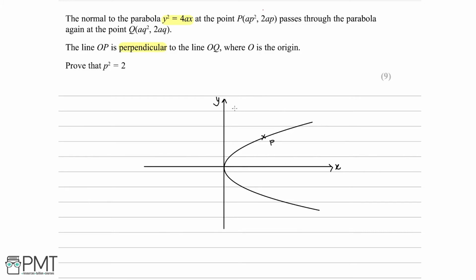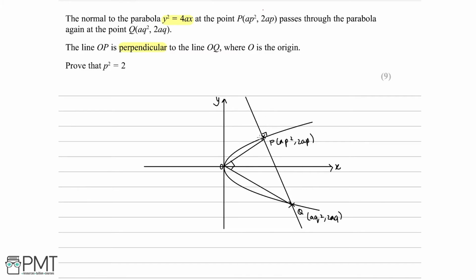The normal is a straight line through the point P, which is perpendicular to the parabola at that specific point. So it would look something like this. It passes through the parabola again at the point Q. So this is our point Q, which has the coordinates aq squared and 2aq. And P has the coordinates ap squared and 2ap. We're given that the line OP, so let's draw the line OP, remembering that O is the origin, so this is OP, is perpendicular to the line OQ. This right here is the line OQ, so this is perpendicular, where O is the origin.